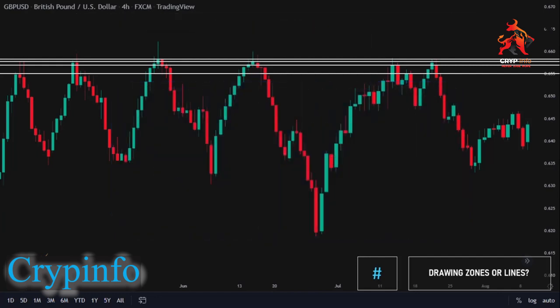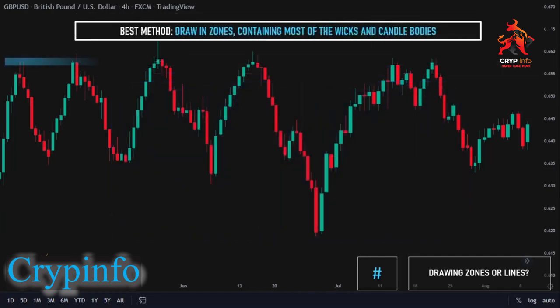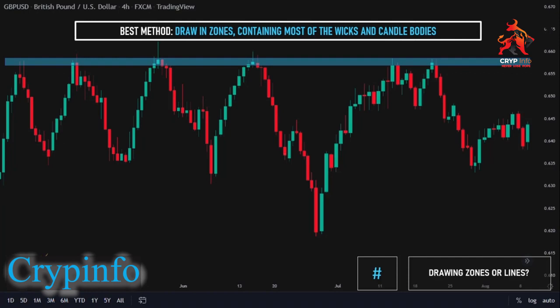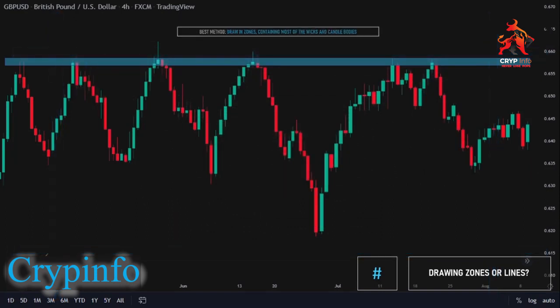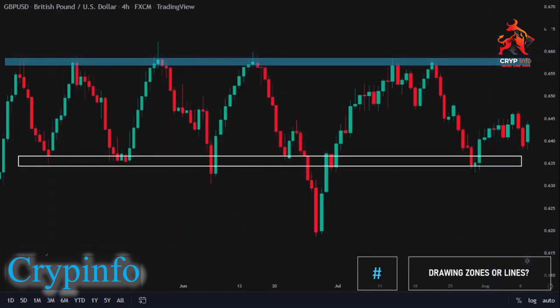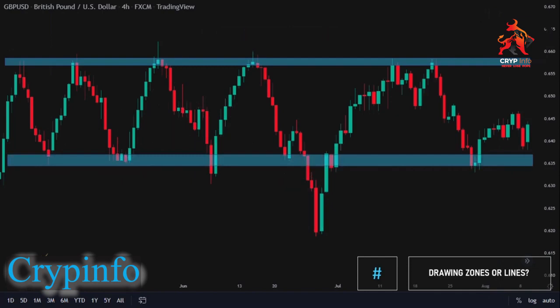So this brings us to our preferred method, which is drawing in zones like this. This way it contains most of the candle closes and wicks. Make sure you remember this. It makes no difference whether you draw lines or zones because both indicate areas of support and resistance, meaning we always wait for the price action to place a trade in the general area, not at a solid price, line or zone. So moving on down, we spot this level here, we draw in a zone like this.